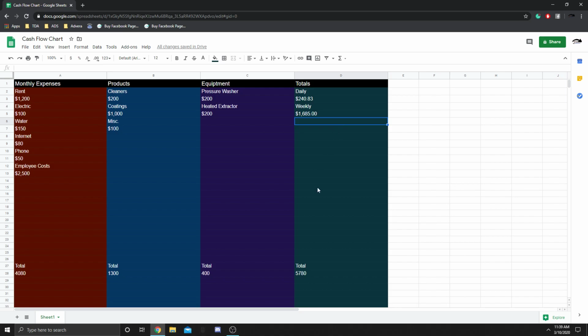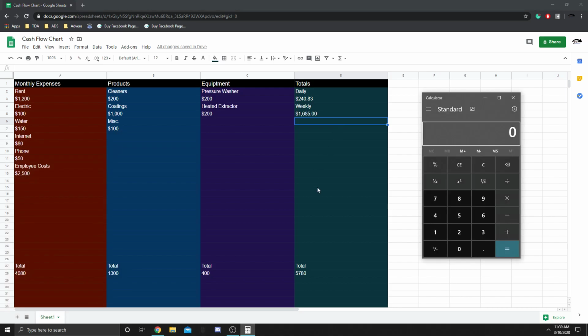Now daily is the important number. Again, this number will always come out to be accurate. Weekly won't exactly come out accurate because it's hard to quantify how many days you're going to be open each month. So I would focus more on daily, how much you want to make daily.